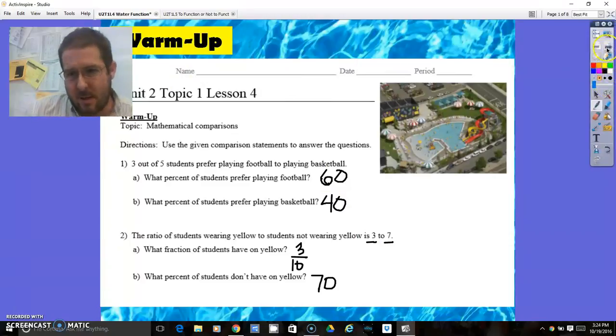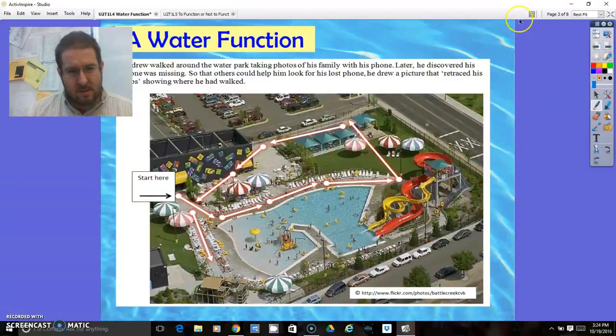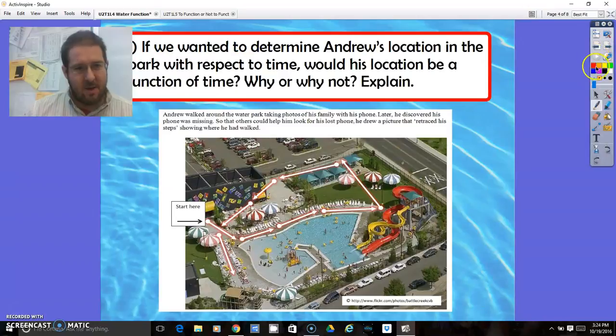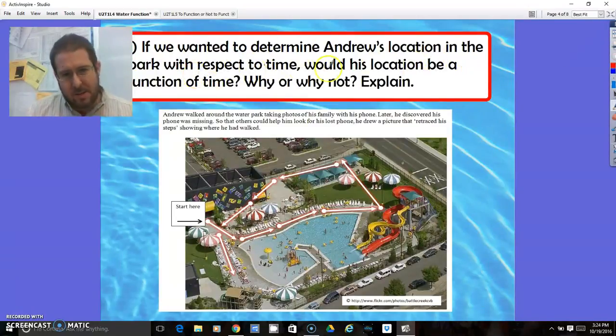So in this lesson, like I said before, we're dealing with functions and being able to represent them in different ways. In this case, it's actually graphing that we focus on the most. So yeah, they are making a lot of announcements here after school. If we wanted to determine Andrew's location in the park with respect to time, would this location be a function of time? Yes, it would.